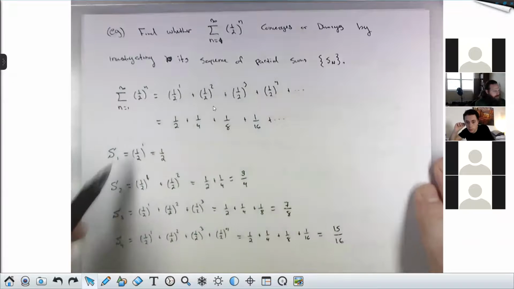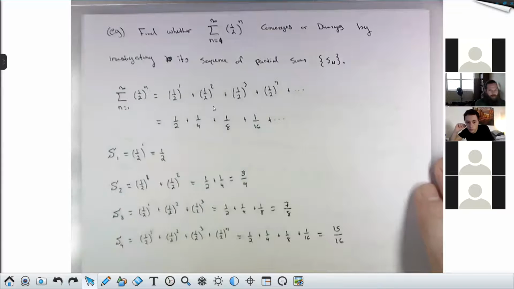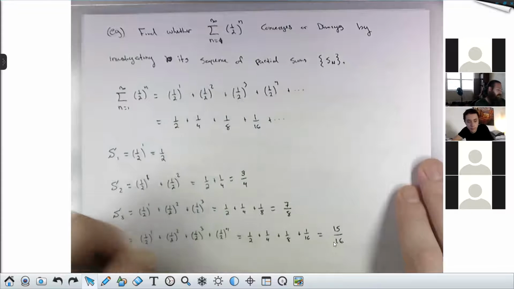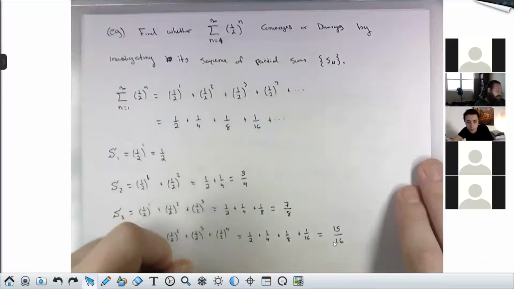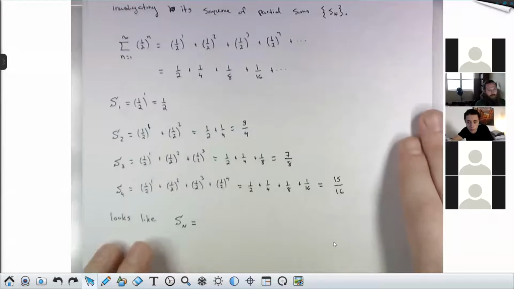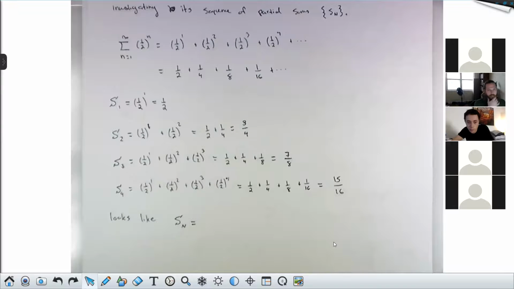And just from these first few, I think we might have a guess at what Sn is. Does anybody see a pattern? 1/2, 3/4, 7/8, 15/16. Getting really close to 1. Yeah, but let's be more precise. What is our guess at the formula for the nth partial sum? Is it 2 to the power of n minus 1 over 2 to the n? 2 to the power of n, I mean?